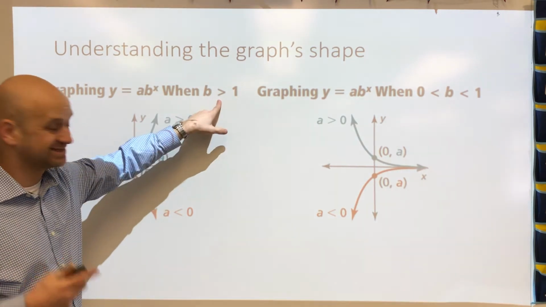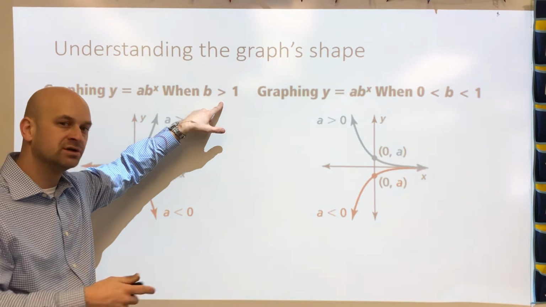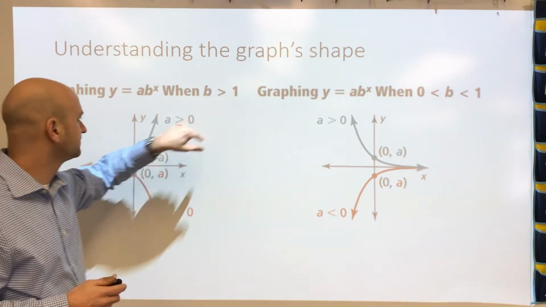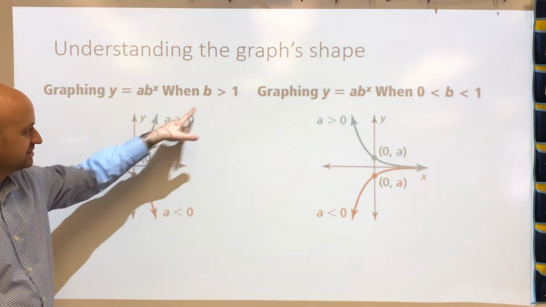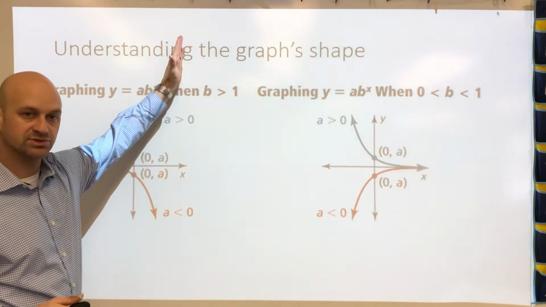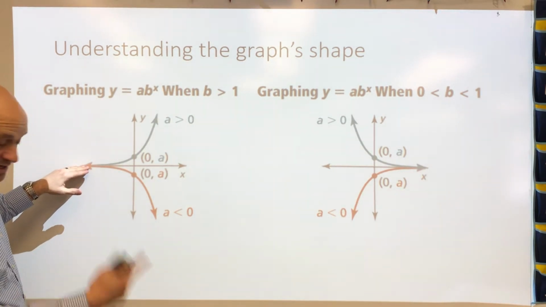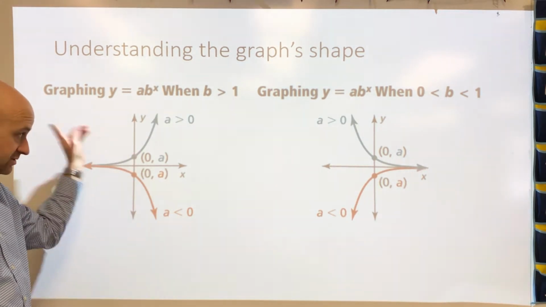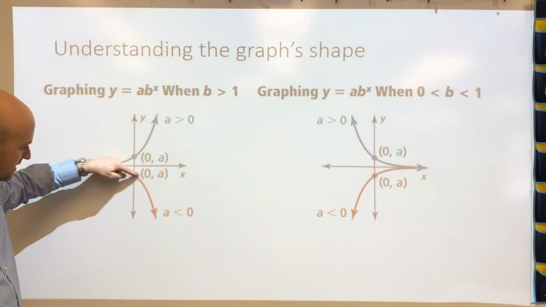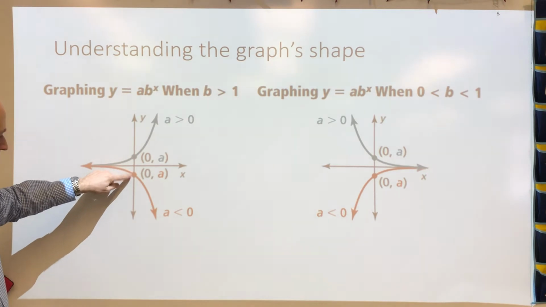Okay, and notice it doesn't say equal to, it says greater than 1, so that's 1.0001, or those types of numbers. All right, so if a is positive and b is greater than 1, we're going to get a graph that continues upwards like so. If a is a negative value, like the one we had in the other problem, the graph would end up going down.